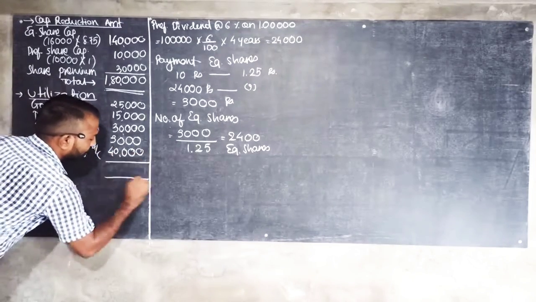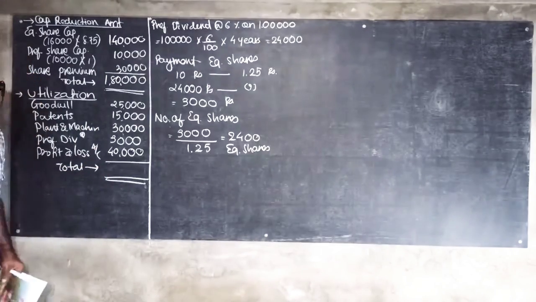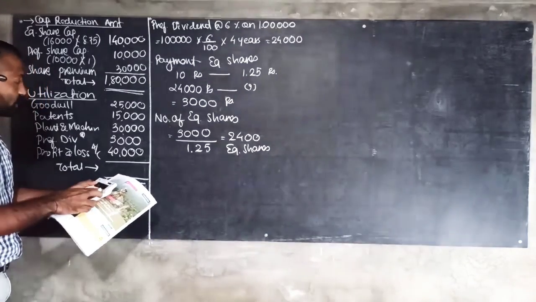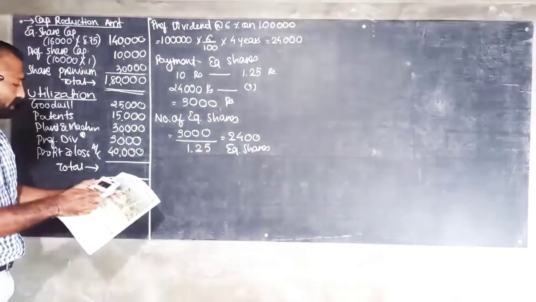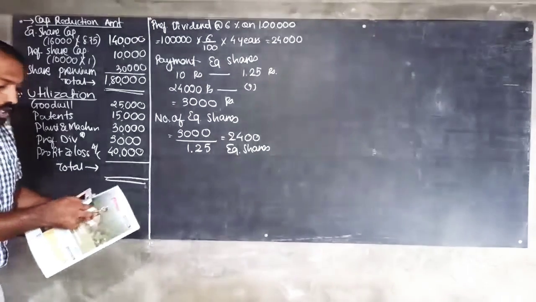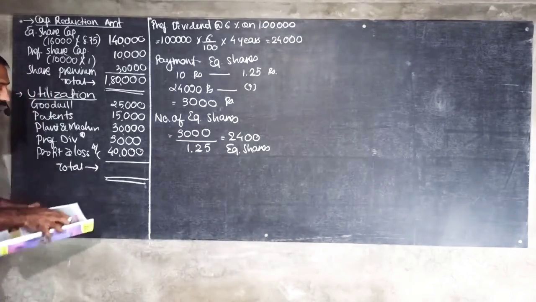Make the total. This is the total of utilization. How much total is there? So we have 25,000 plus 15,000 plus 30,000 plus 3,000 plus 40,000. It is 1,13,000.